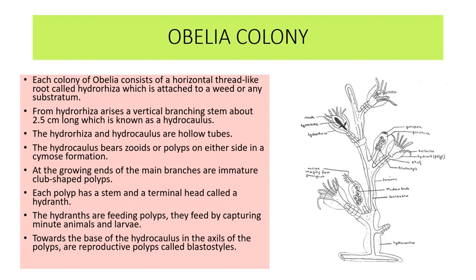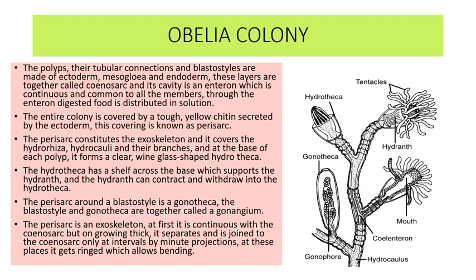Towards the base of the hydrocaulis, in the axil of the polyp, are reproductive polyps called the blastostyles. The polyps, their tubular connections and blastostyles are made up of ectoderm, mesoglea and endoderm. These layers are together called coenosarc, and its cavity is the enteron, which is continuous and common with all the members. Through the enteron, digested food is distributed in solution.